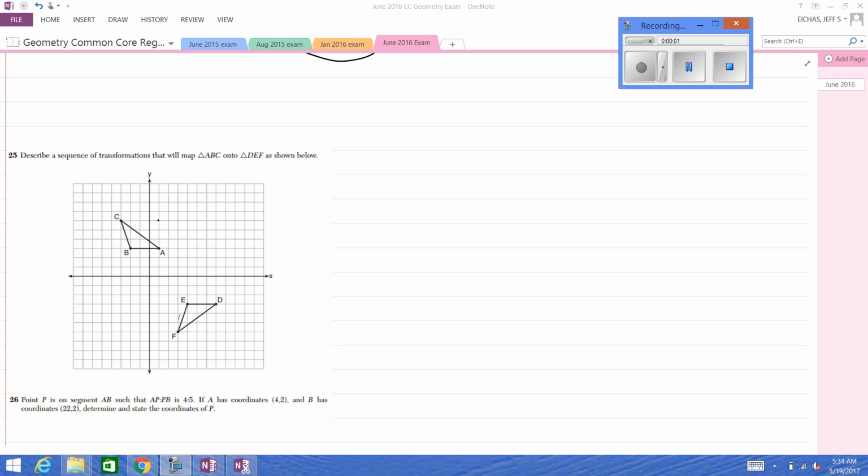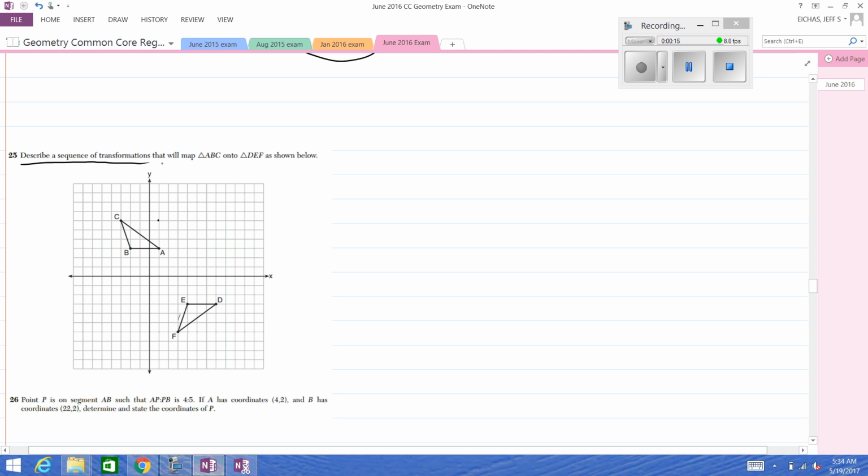Okay, back again for the open response portion of the June 2016 exam, Common Core Regents. So what we're going to get into here: describe the sequence of transformations that will map one figure onto the other. So we have to start with this triangle ABC, and we have to move that. Make sure we do the correct order.